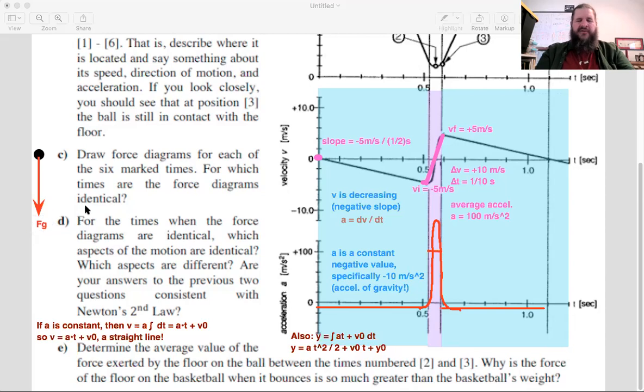So that's the entire force diagram while it's in free fall. In fact, that's technically the definition of free fall. Free fall means a situation where gravity is the only force acting on the object. And the same is true after it bounces off the ground.